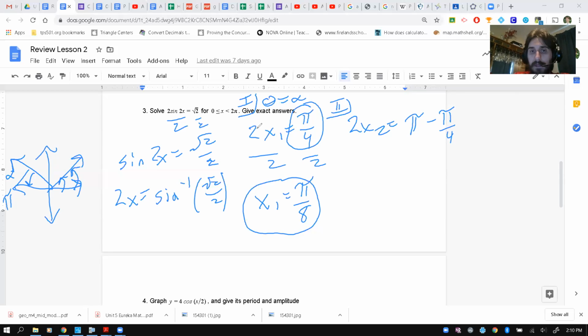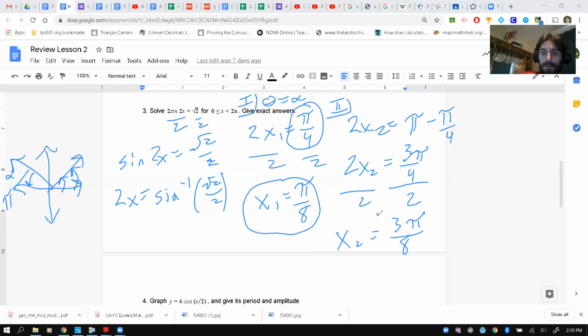That's not the sine inverse of square root of 2 over 2. That's my answer when I solve for all my algebra. The sine inverse, the central angle here, is pi over 4. So if you do that, that would be 3 pi over 4 divided by 2 is 3 pi over 8.